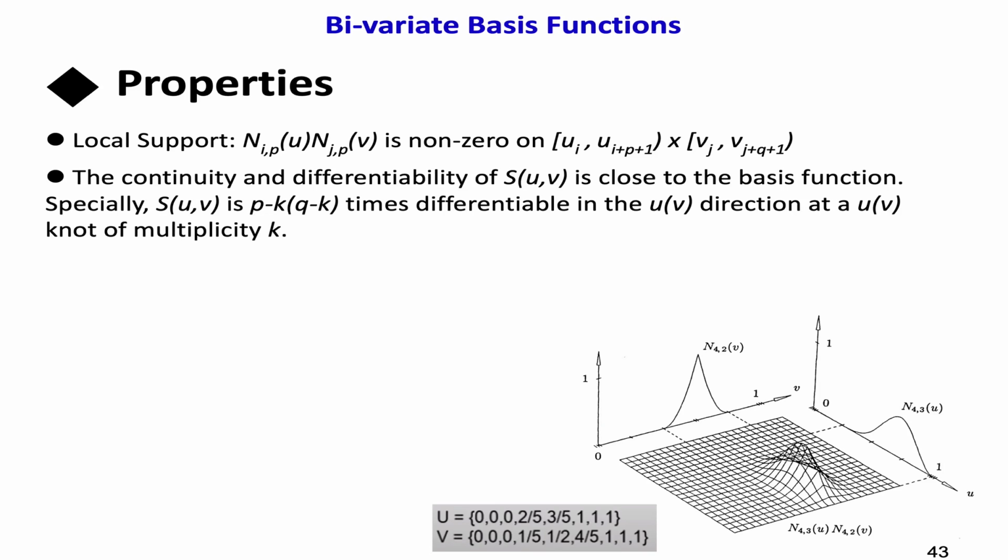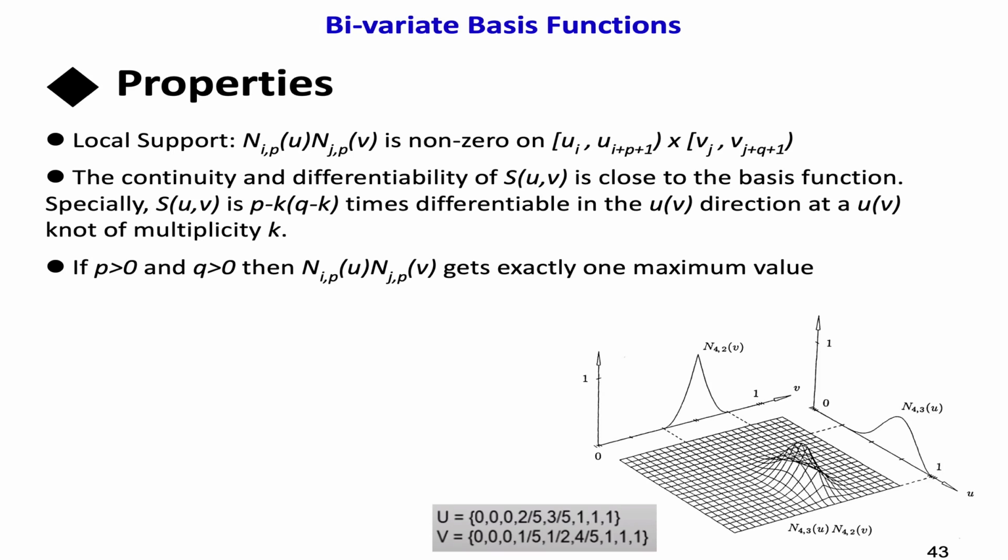And the continuity and differentiability of S(u,v) is close to that of the basis functions. Especially, this surface is p-k times and q-k times differentiable in the direction of u and v at (u0, v0), which is of multiplicity k. Then if p is greater than 0 and q is greater than 0, then N_{i,p}(u) times N_{j,q}(v) gets exactly one maximum value.